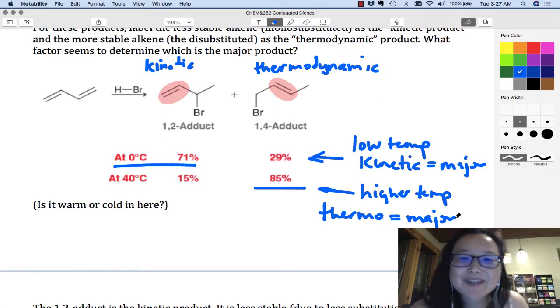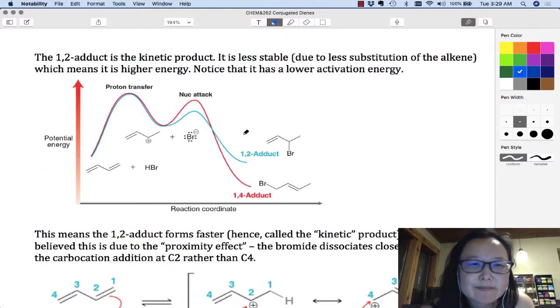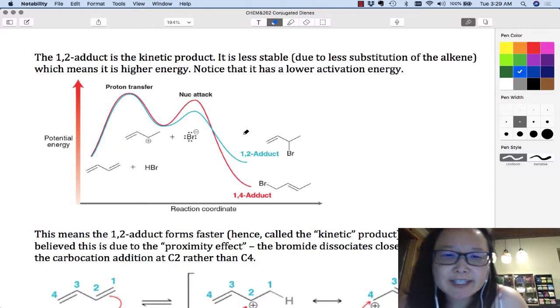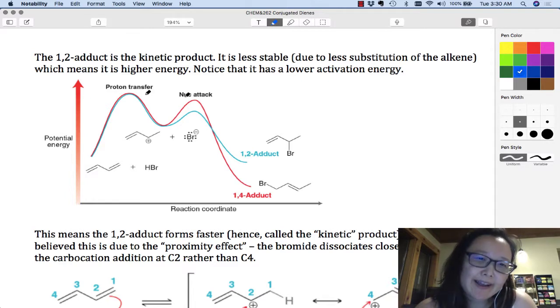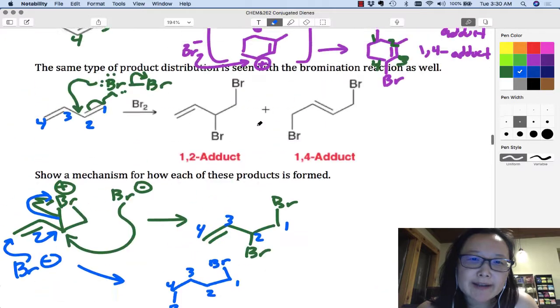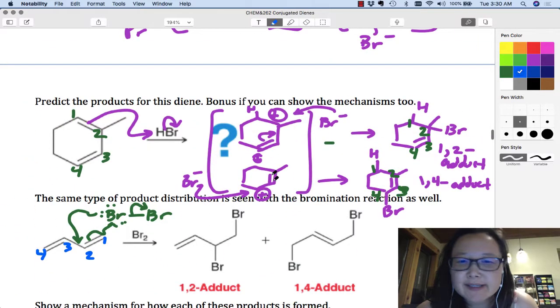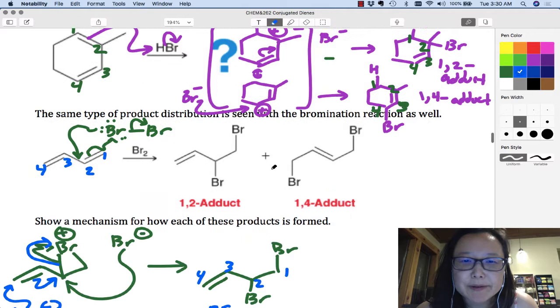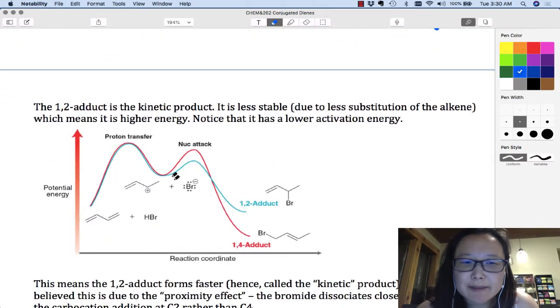So let's try to explain this with some energy diagrams. So let's look at the energy diagram. If you take a look here, notice that the diene has a certain energy, and then we make this carbocation, which is the intermediate here. And if you think back to the carbocation in these examples, they're resonance stabilized, so they're both pretty stable. So usually that's going to be the same energy here. Now Hammond postulate would say that this energy of the transition state is going to be closer in energy to this than to this.